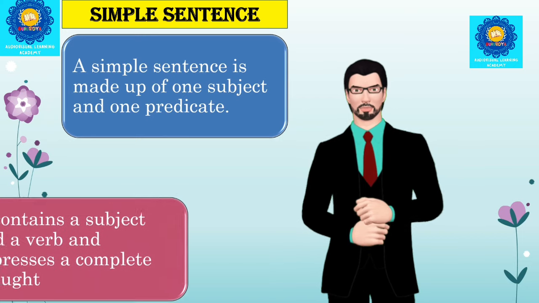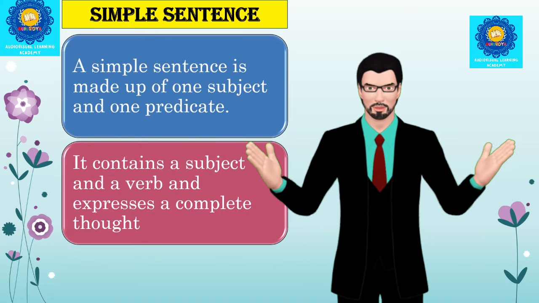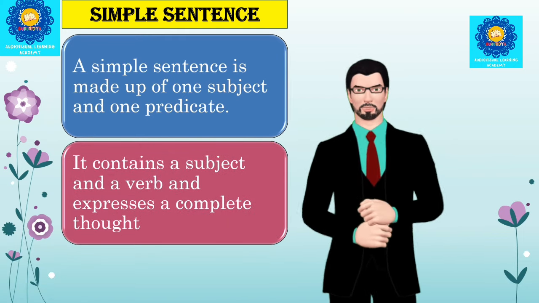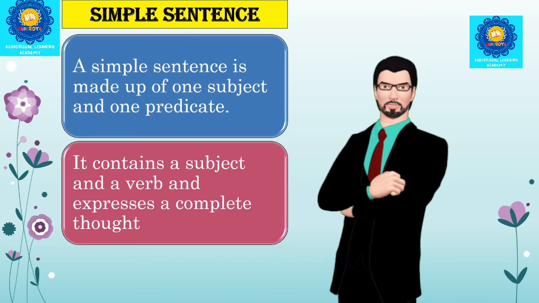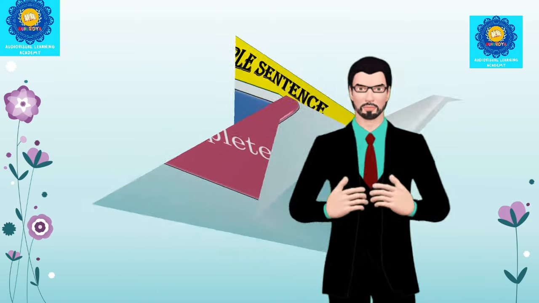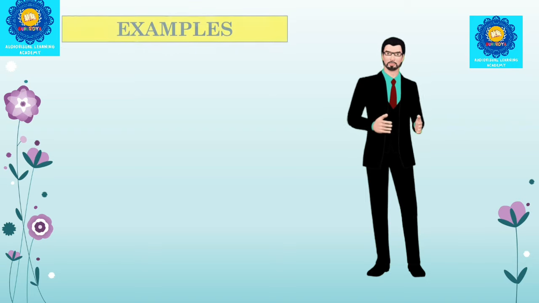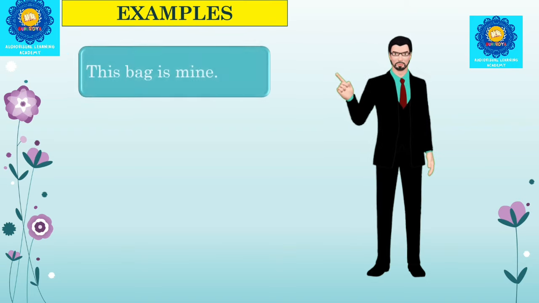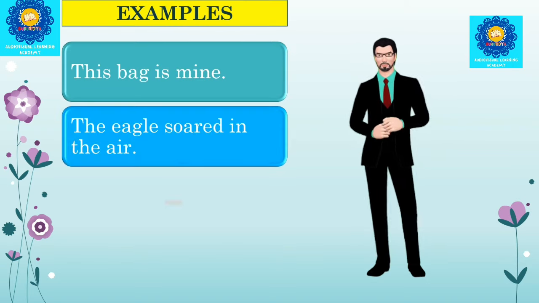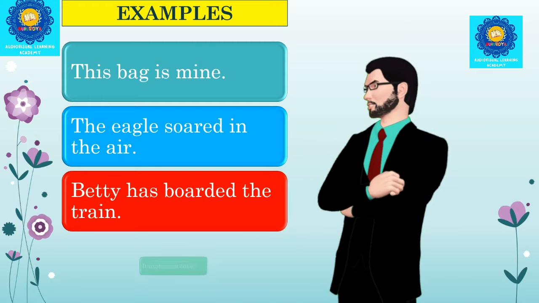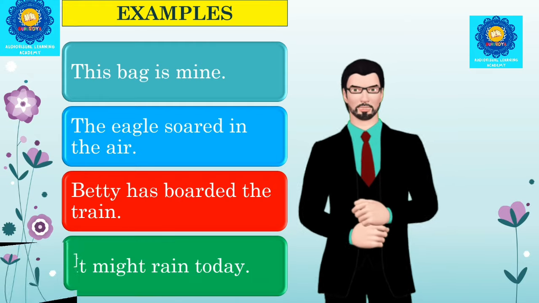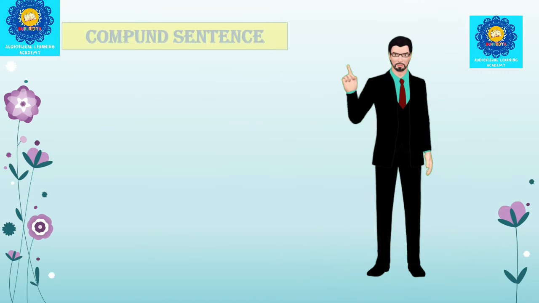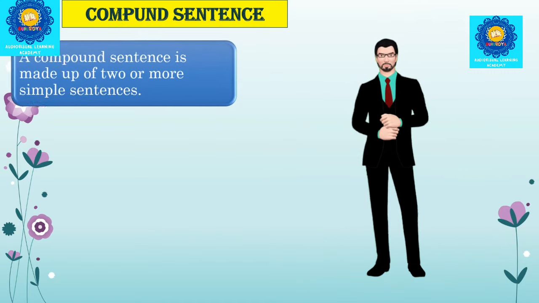A simple sentence is made up of one subject and one predicate. It contains a subject and a verb and expresses a complete thought. Let us see some examples. This bag is mine. The eagle soared in the air. Betty has boarded the train. It might rain today.